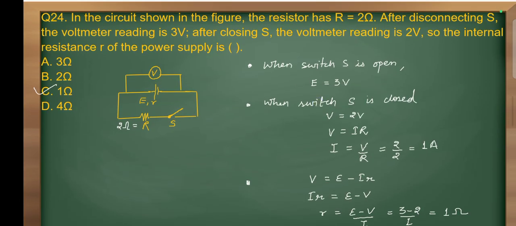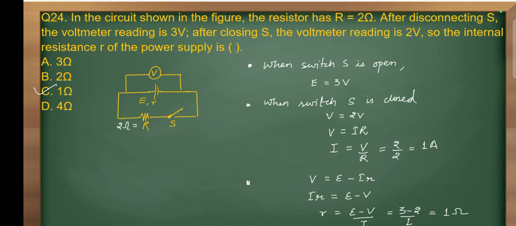Question number 24. In a circuit shown in figure, the resistor R is equal to 2 ohm. After disconnecting S, the voltmeter reading is 3 volt. After closing S, the voltmeter reading is 2 volt. So what is the internal resistance r of the power supply? Here the external resistance R is given as 2 ohm, and when the switch is open, that is the switch is disconnected, the voltage will be equal to the EMF, that is 3 volt, and when the switch is closed, the voltage will be equal to 2 volt.